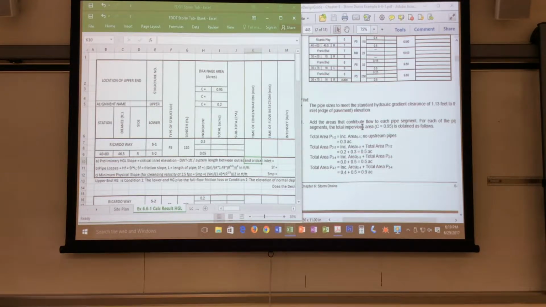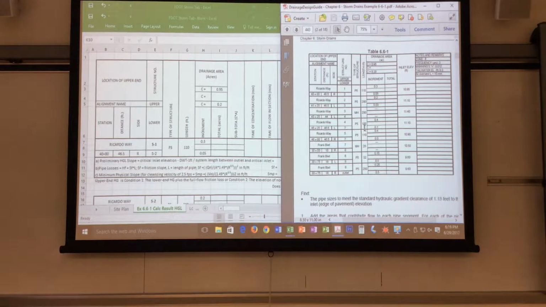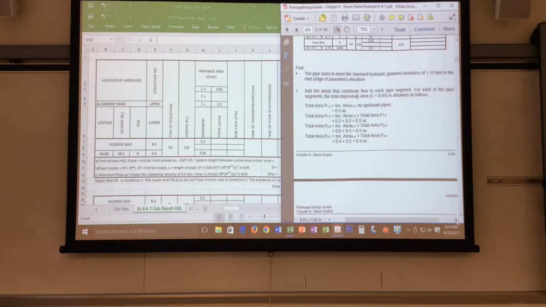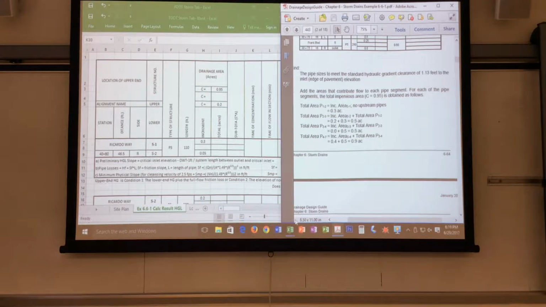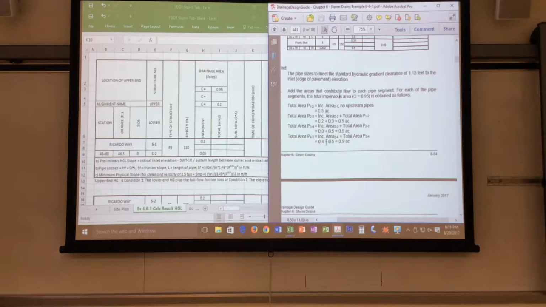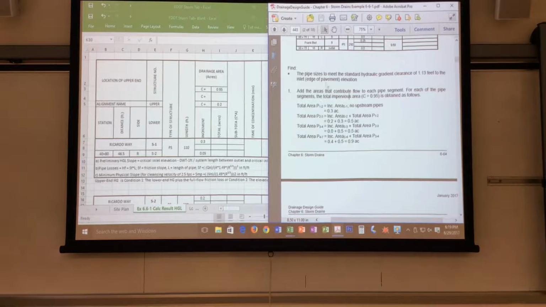So we're going to get started on the exercise. I'm on page 6-64. And the first thing it says is find the pipe size to meet the standard hydraulic gradient of 1.13 feet to the inlet or edge of pavement elevation. Now, step 1 says add the areas that contribute flow to each pipe segment for each of the pipe segments. The total impervious area C is equal to 9.5.